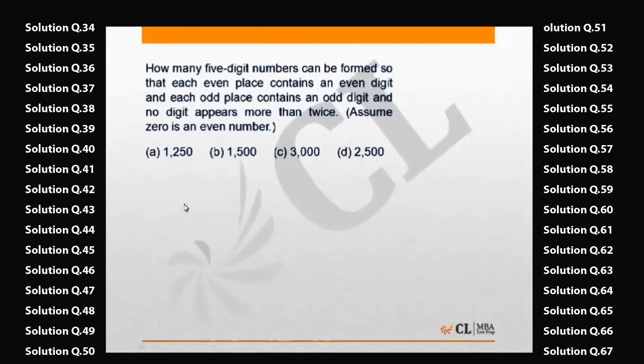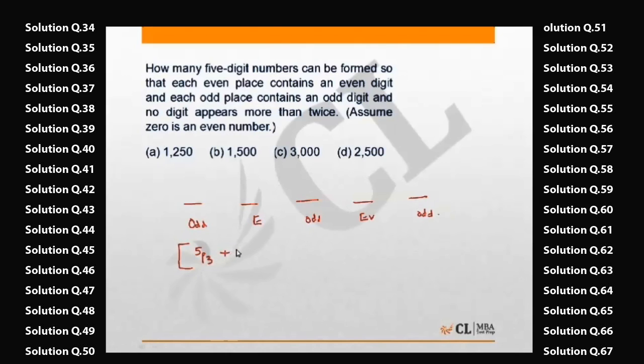We are looking at 5-digit numbers such that the condition is the numbers that are in the even places must be even and the numbers that are in the odd places must be odd. So first let's fill the odd places. The number of ways of taking 3 different odd numbers to fill the odd places is 5P3, where all the 3 different numbers are used and arranged in the odd places.